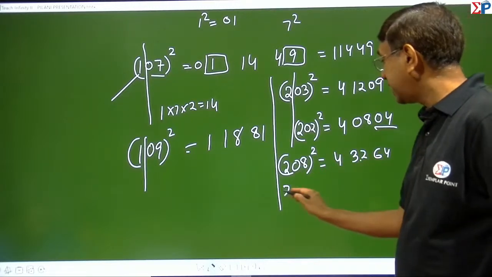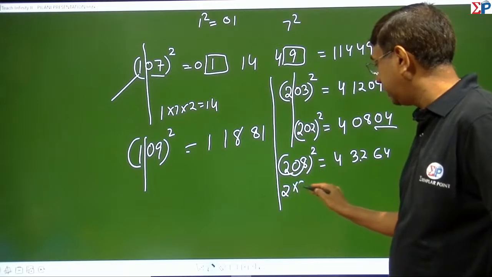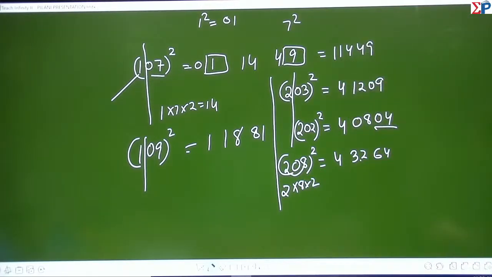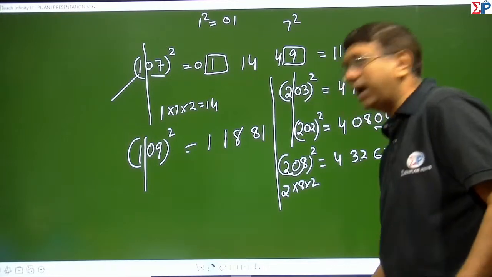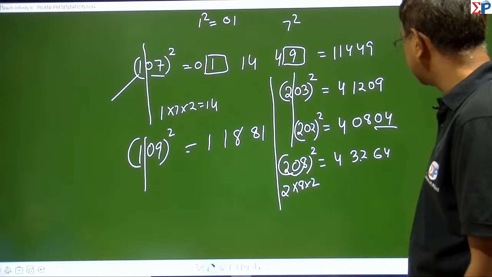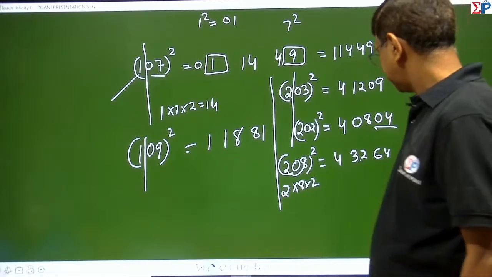So ये नंबर कैसे आया? 2 into 8 into 2. आंसर आ गया 432 64. So बड़े नंबर्स का स्क्वायर you will do like this. और देखते हैं, we can extend this concept. There's no problem. राइट इसको हम और एक्सटेंड करते हैं और देखते हैं और नंबर्स हम कैसे निकालें.